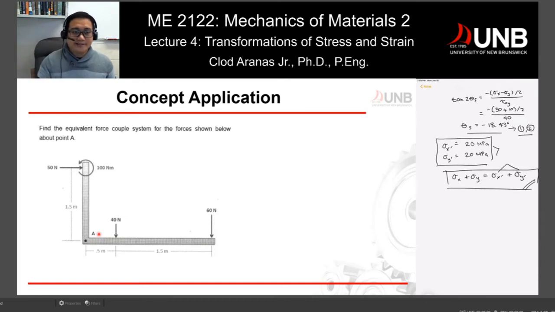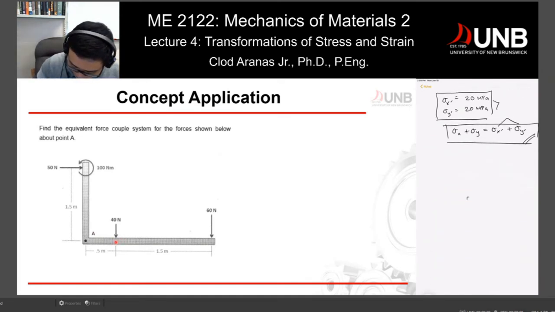Because that's what we are doing. We're taking a point and analyzing the stresses. In this case, the forces are applied at various locations. So first, let's have our point A. If you have a moment in your system, like this one, I can easily transfer this moment to point A. So this 100 newton meters I could easily move to this point. It's not a problem. So I can put that specific moment, 100 newton meters, at point A.